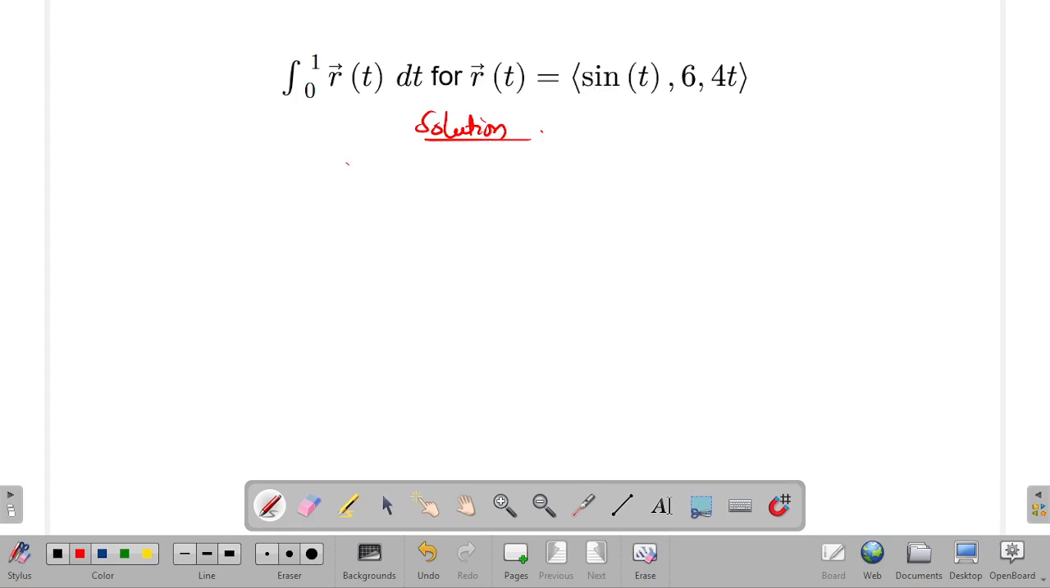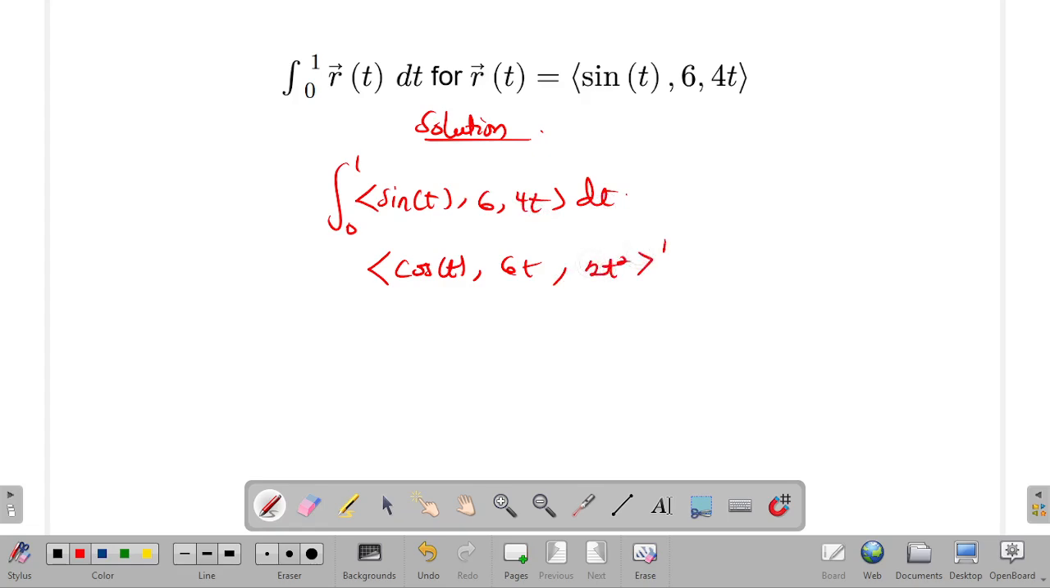Okay, so we first have our integral of our r of t. So we have sine t, 6, 4t, right? And you want to find with respect to dt, from 0 to 1. When I integrate this expression, what do I get? Integral of sine t will give me what? Cosine of the expression t. Integral of 6 is going to give me what? 6t with respect to t. Take note of that. Then integral of 4t is going to give us what? We have 2t squared, right?